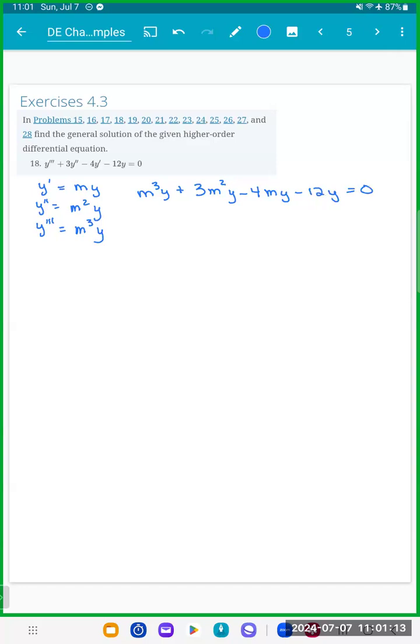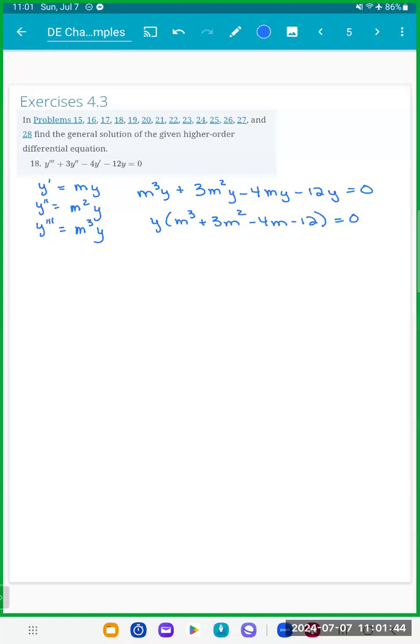Okay, we can factor a y out of each of those terms, so that's going to give us m cubed plus 3m squared minus 4m minus 12, all equal to 0. Essentially, if we divide both sides by y, we can eliminate the y, and we're left with just m cubed plus 3m squared minus 4m minus 12. We can actually factor that by grouping.